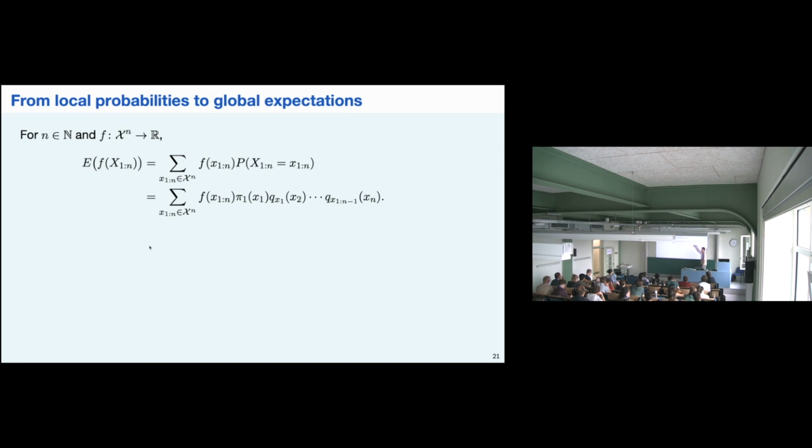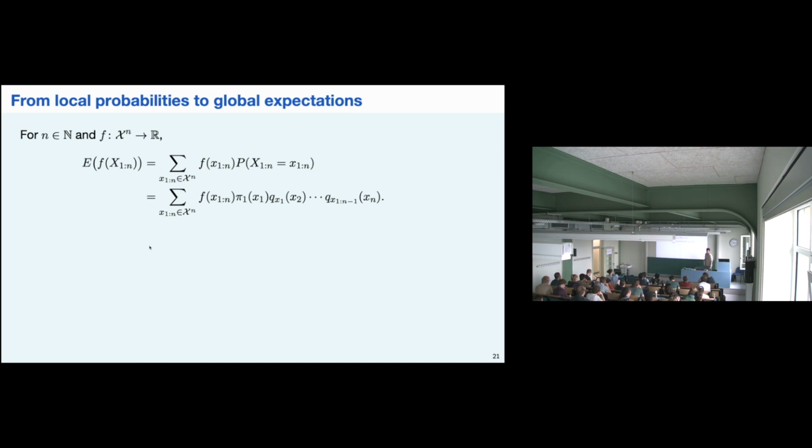We've seen this plenty of times, right? The formula for the expectation of a function. So we take a sum over all situations of length n, and then we take the product of a function value in the situation and the probability of this situation. And now we know what the probability of this situation is.